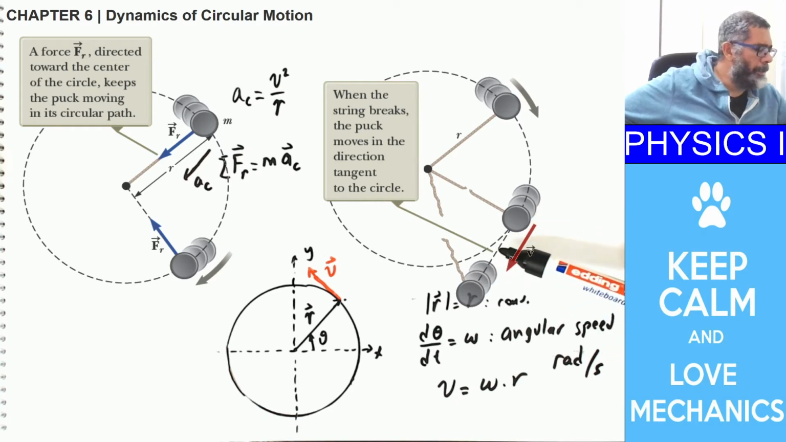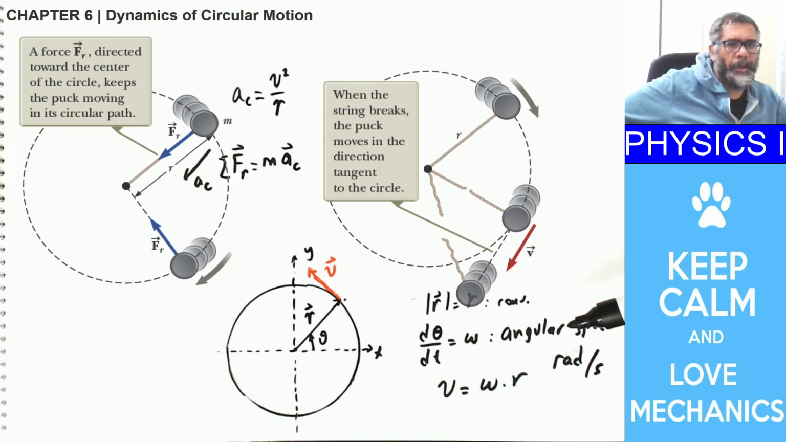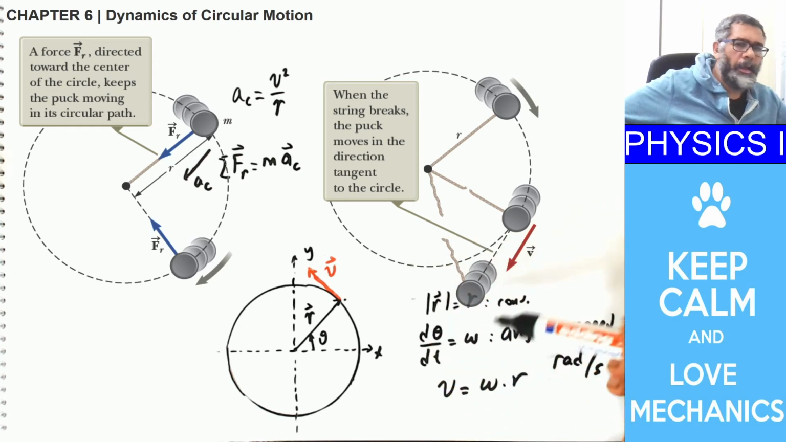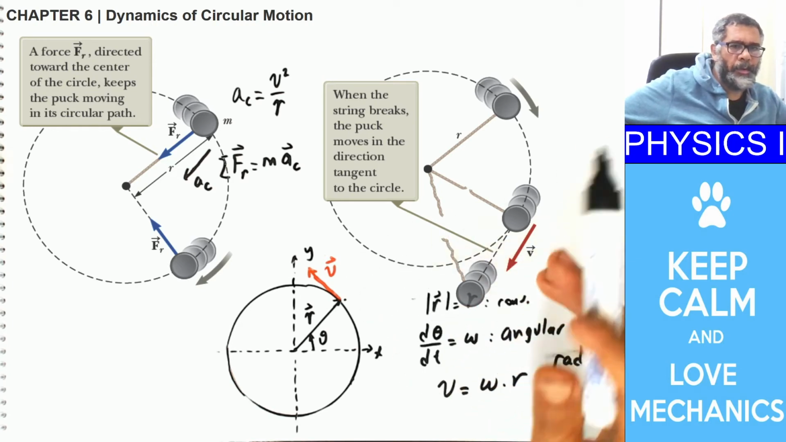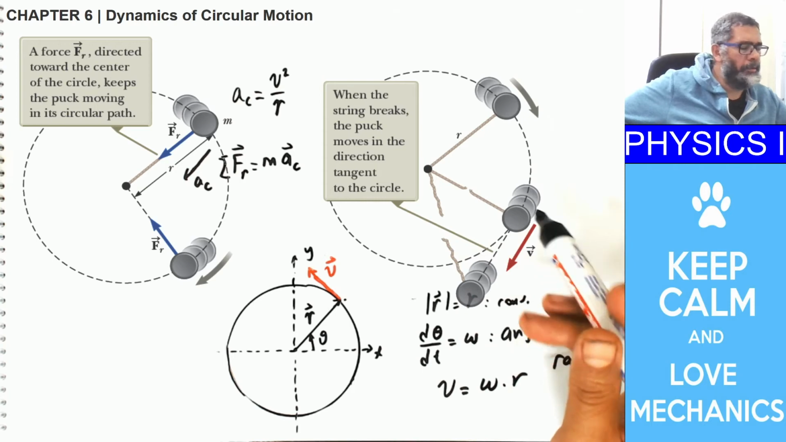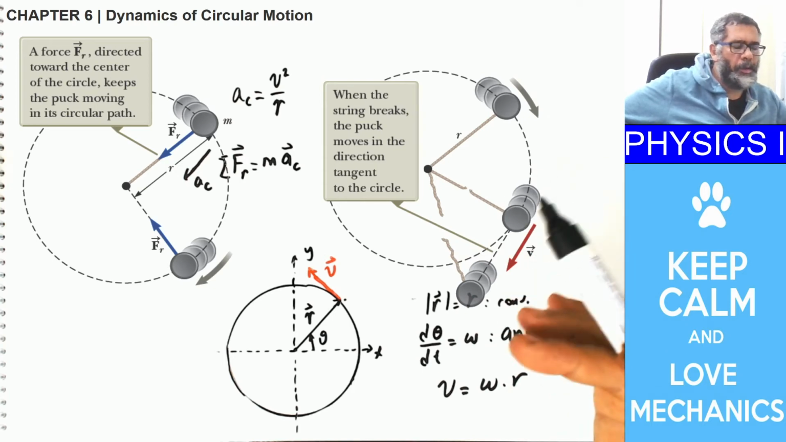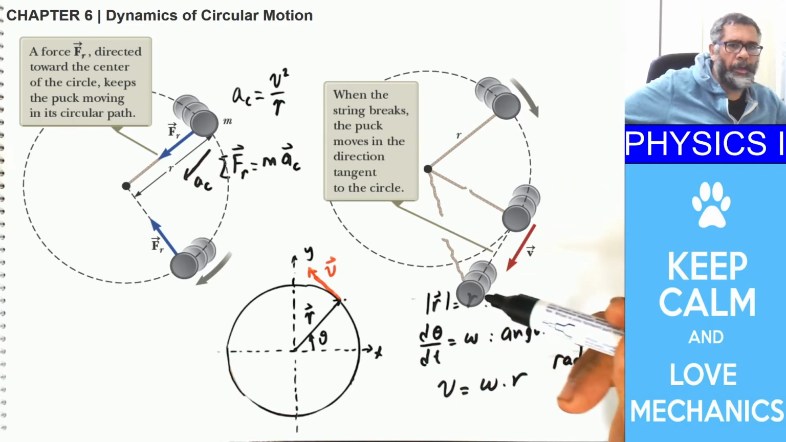This is just an observation we have to make. So in order to keep objects in a circular motion, you must provide some force, and whenever this force is cancelled, the object will move on a straight line.